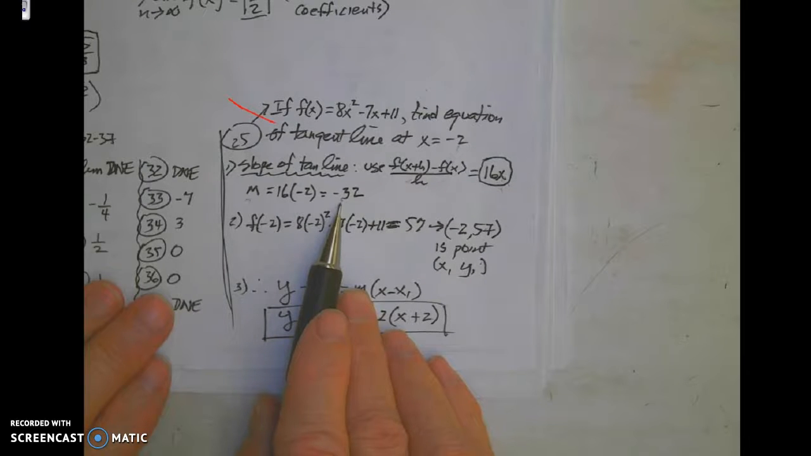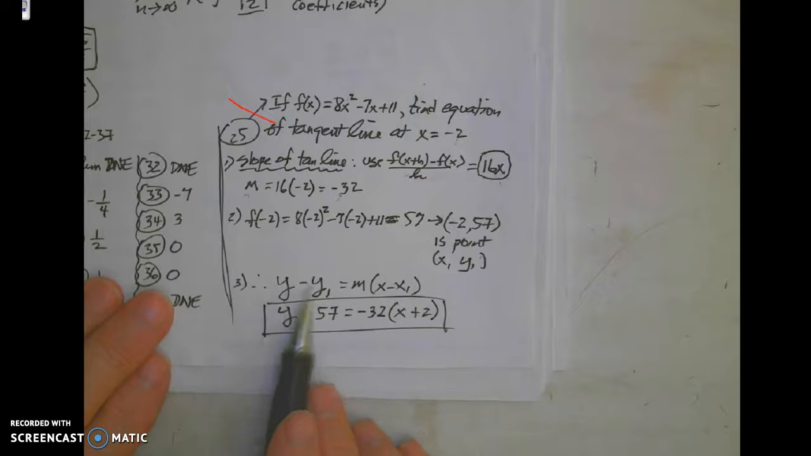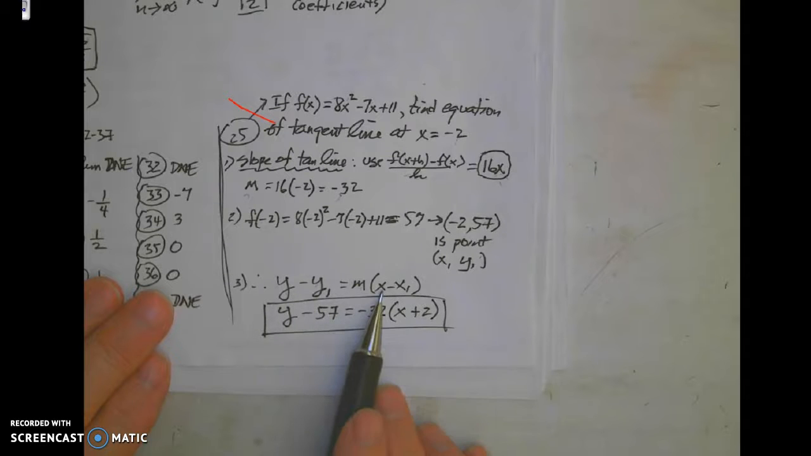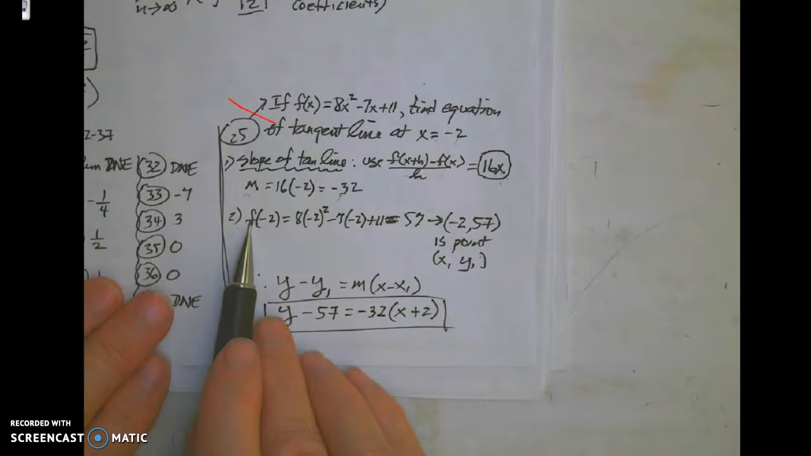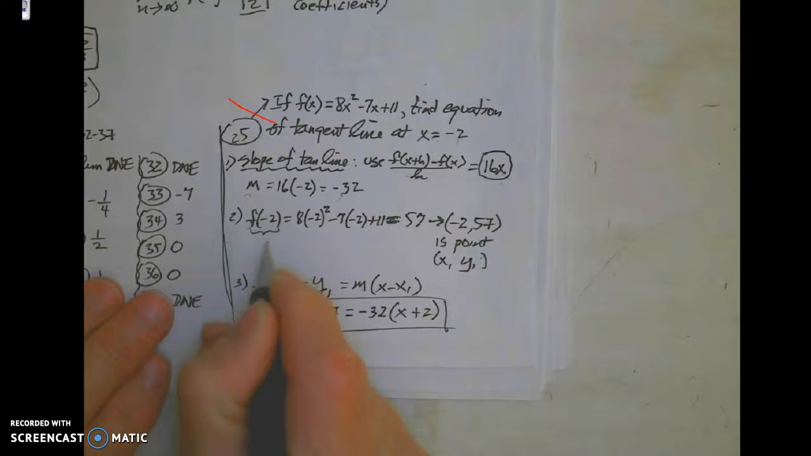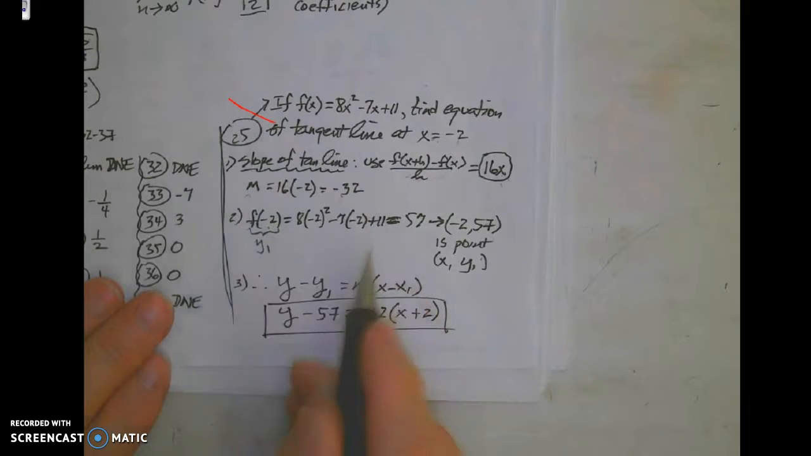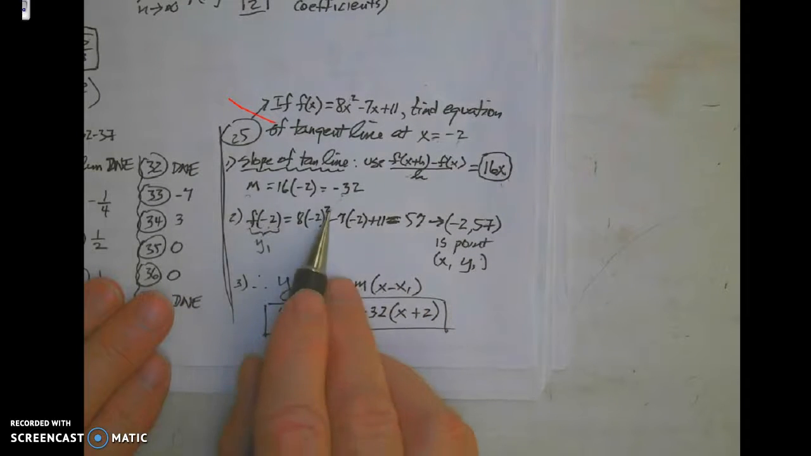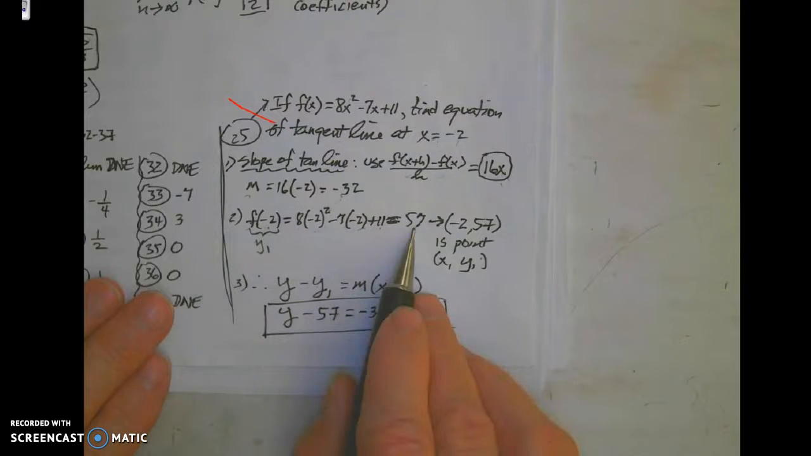Now your last step is to figure out what the function value is. And so we're going to try to come down to y minus y1 equals the slope times x minus x1. Now we already have x1 right up here, but I've got to find y1. So I'm going to take my function, which is really y1. That's what f of negative 2 is. And I plug negative 2 into my original function. And when I do, I get 8 times negative 2 squared minus 7 times negative 2 plus 11. And when I solve that, it's 57.